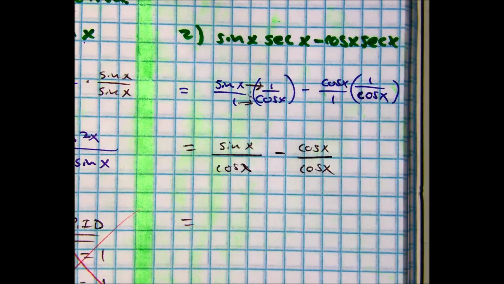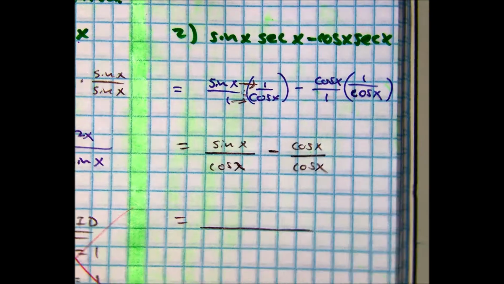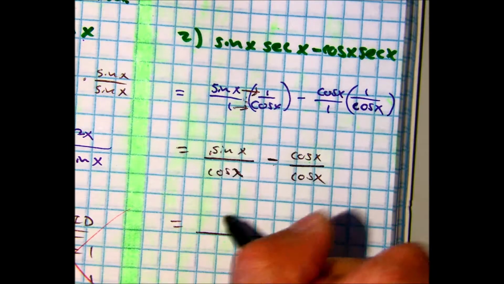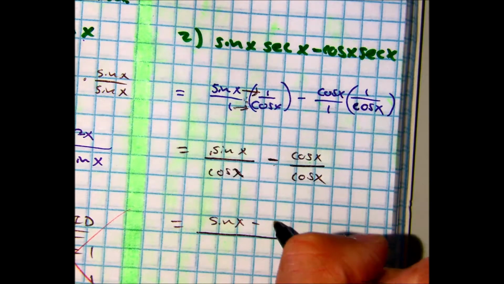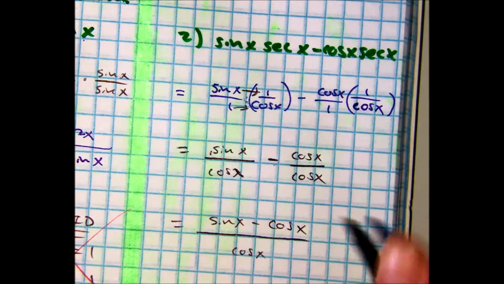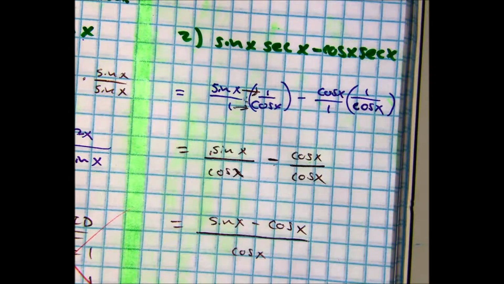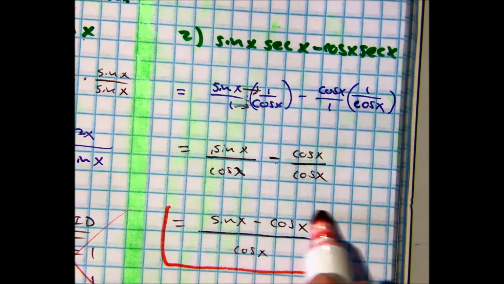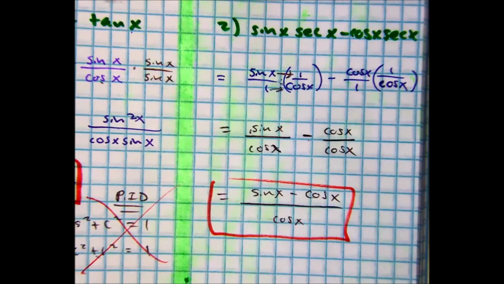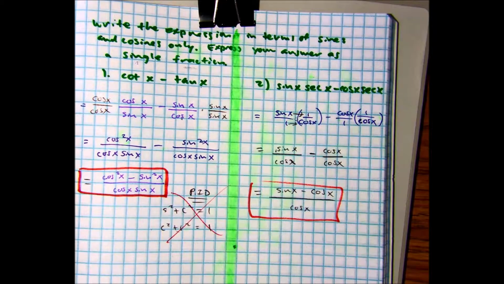So class, do we have a common denominator? So what can I write in the numerator? And the denominator? Just cosine. Remember, you're not doing anything like canceling or anything like that. And that's our answer. So change everything into sine and cosines and then make it one single fraction.